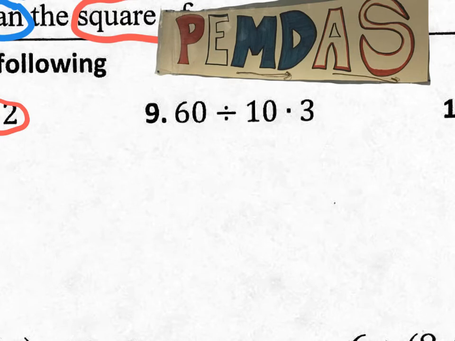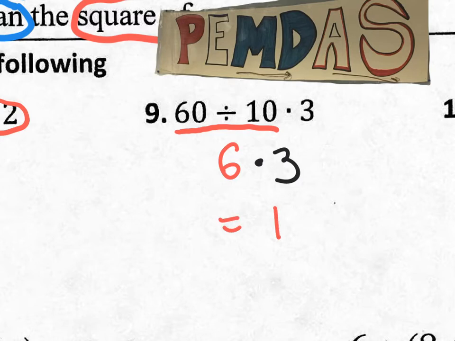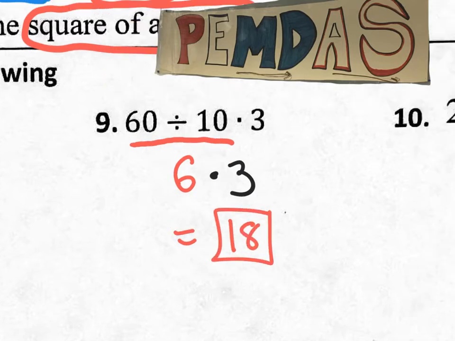Number 9, we have, again, division and multiplication. So there is no parentheses, there are no exponents. But we do have multiplication and division. As a matter of fact, that's the only thing we have because we don't have addition or subtraction. And when you are only faced with M and D, you go from left to right. So from left to right, you have 60 divided by 10. 60 divided by 10 is 6. And of course, I'm going to bring down the multiplication of 3. So my final answer is 18. So let me jump to number 10.